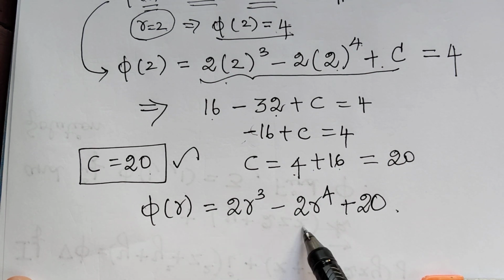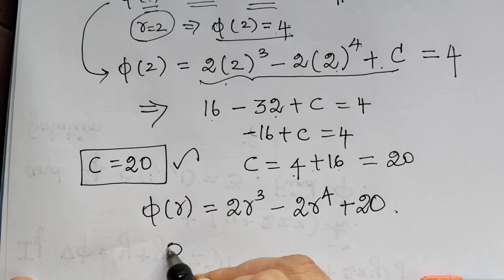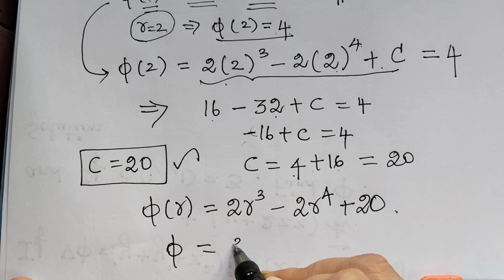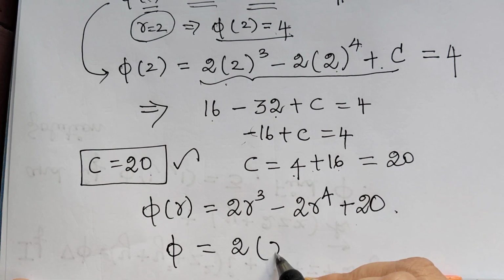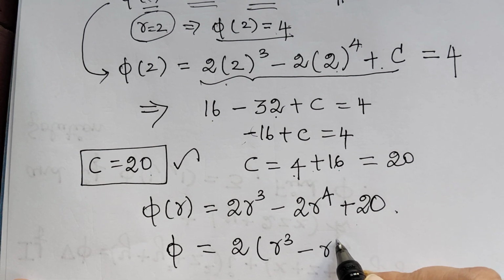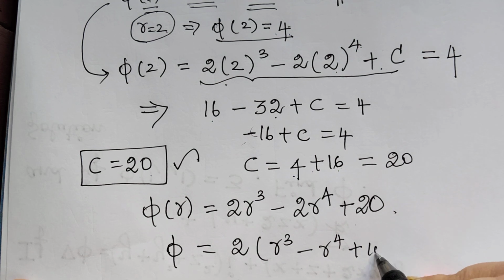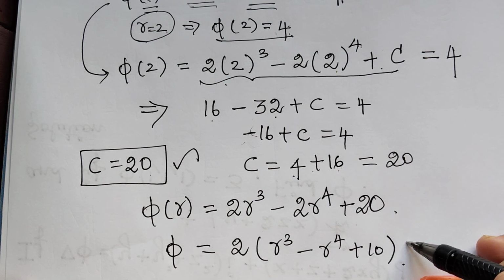And in fact, we can see the 2 is common in all. So we can just write it as phi is equal to, you can take 2 common and so it becomes r cubed minus r to the power 4 plus 10 within the bracket. So this is the answer.